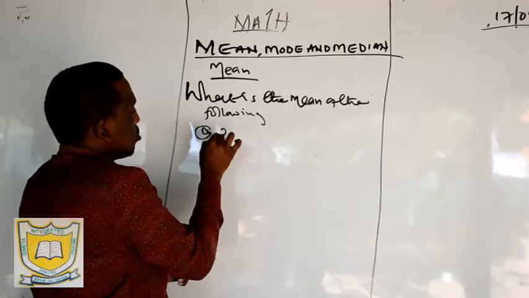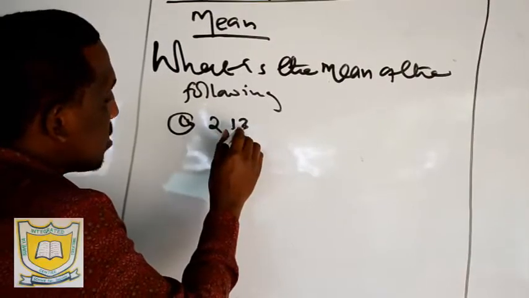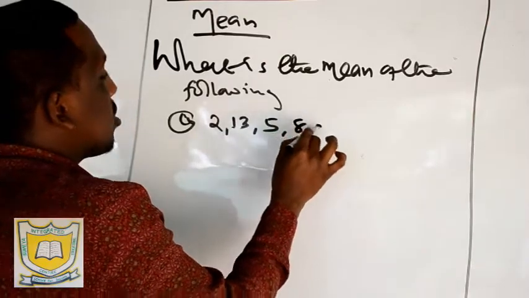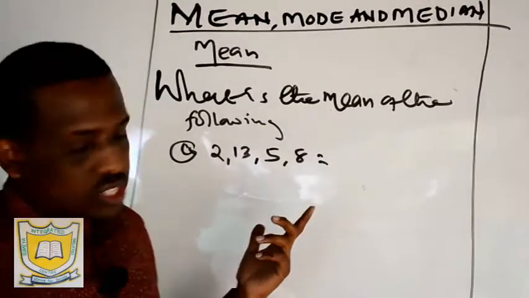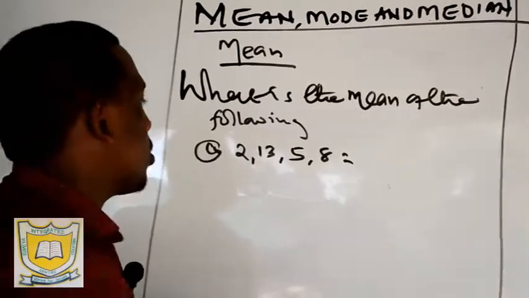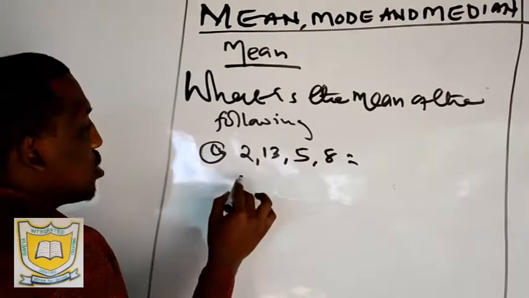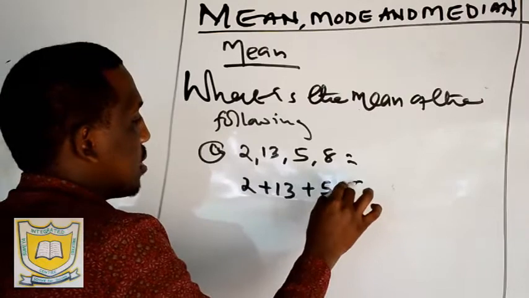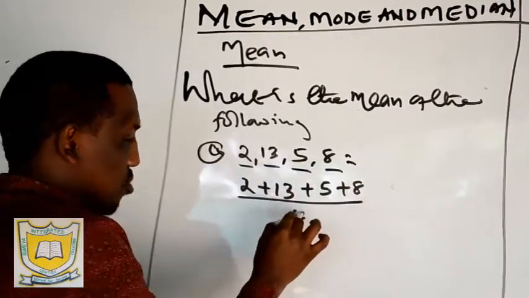A, you are told 2, 13, 5, 8. So you are told to get the average mean. Average means the mean. When you want to get the mean of this, you add what you have, then after that you divide by the number of numbers. So you say 2 plus 13 plus 5 plus 8, all over how many are they? 1, 2, 3, 4, all over 4.